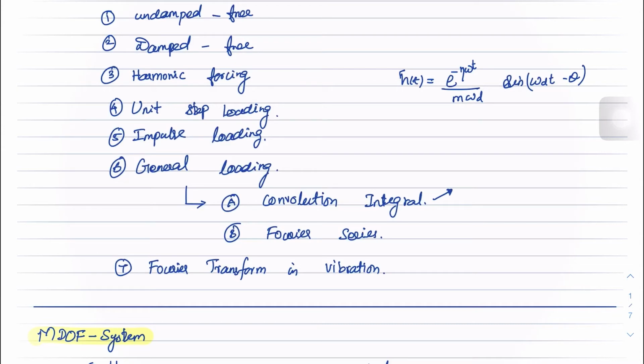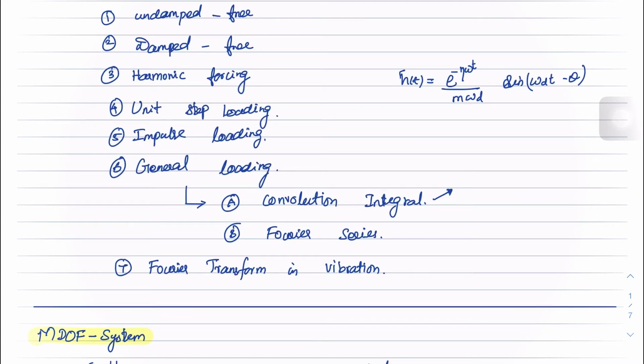So is there anything new we are going to study in this multi degree of freedom system? No. Whatever techniques we have studied for single degree of freedom system will be the same for multi degree of freedom system. So what are we going to study? We are going to study only how to convert multi degree of freedom system into single degree of freedom system.